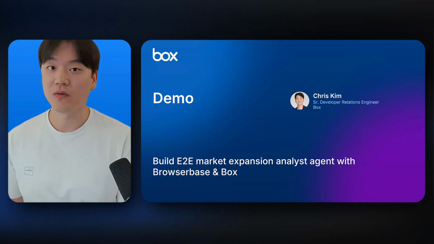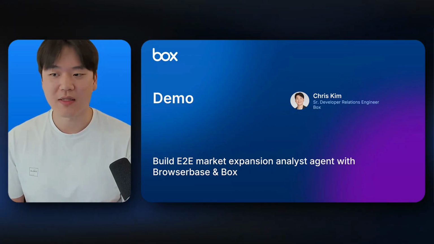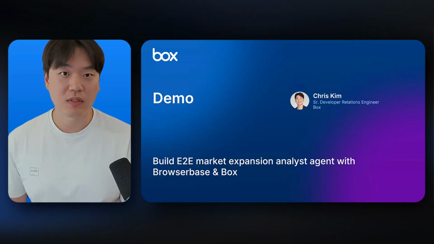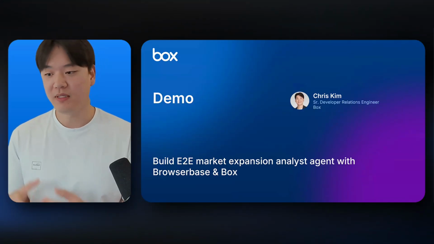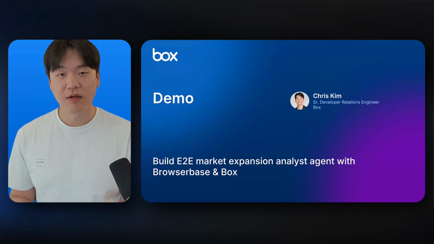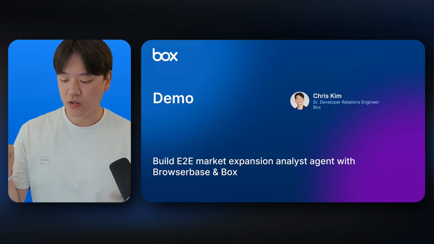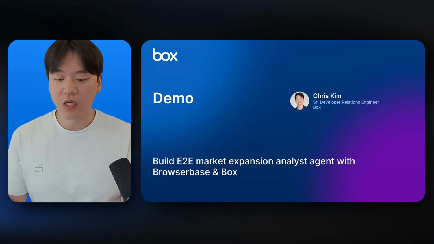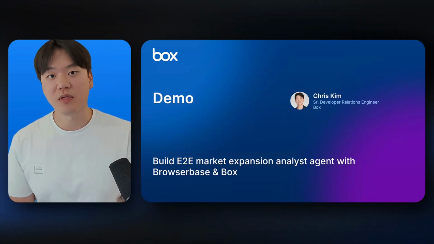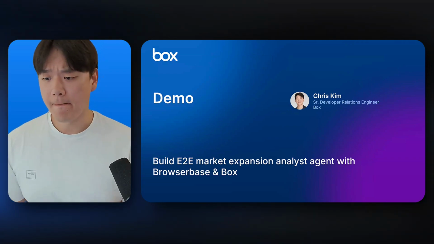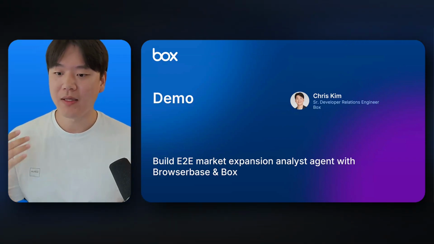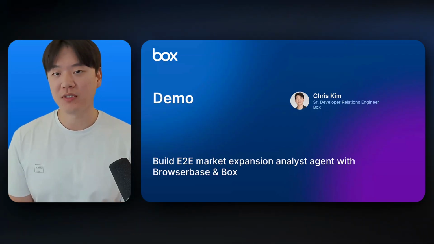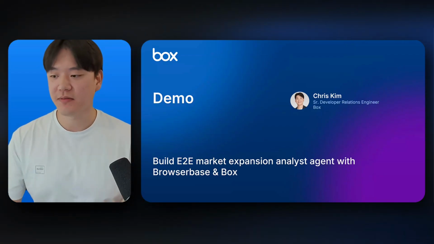First of all, you gotta go to the web and do your research. Maybe look at Singaporean government websites, download economy reports of that country, get all this information, create a research brief. And now you want to use that research brief along with your company information files to come up with the appropriate strategy document. So I'm gonna show you how I automated that entire process end to end by giving my agent Browserbase and Box access.